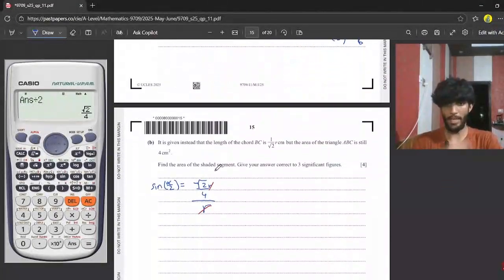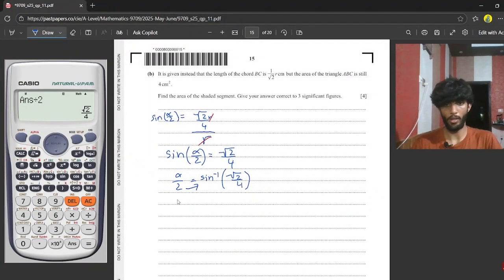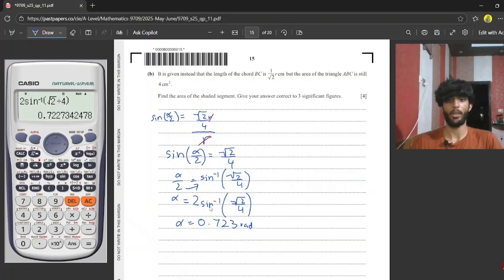Okay, so now I have sine alpha by 2 is equal to under root 2 over 4, and I send the sine to the other side. So I get sine inverse under root 2 by 4. I send this 2 over there, and now I get alpha is equal to 2 sine inverse under root 2 by 4. And so I can solve this out and find out what this angle is going to be. It's going to be equal to 0.723. So alpha is 0.723 radians. Let me check if this is the value. Yes. Okay, now we have alpha.